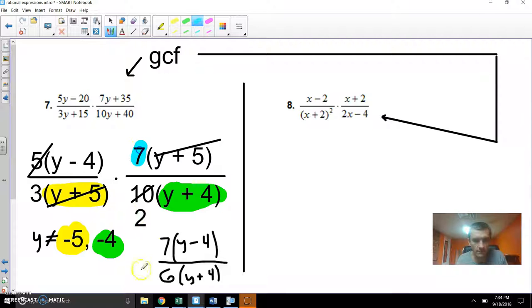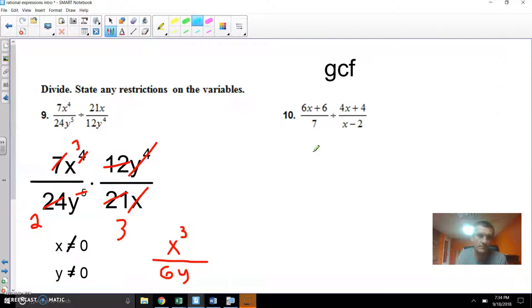I have the 7. I have y minus 4. You notice I have a 6 here. That comes from the 2 left over from the 10, simplified by the 5, as well as the 3. Those are multiplying together to give you 6. This y plus 4 didn't cancel with anything, and that's why it's still part of your answer. Try number 8, and we'll check that tomorrow in class.